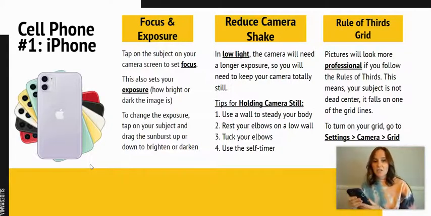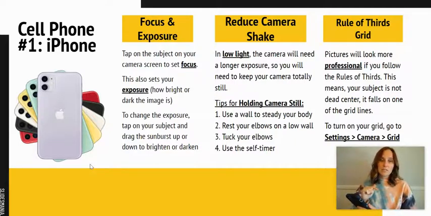To change the exposure, tap on your subject and drag. You'll see there's a little sun. Drag the sunburst up or down in order to brighten the picture or darken the picture.